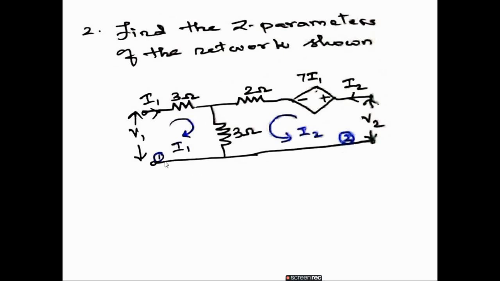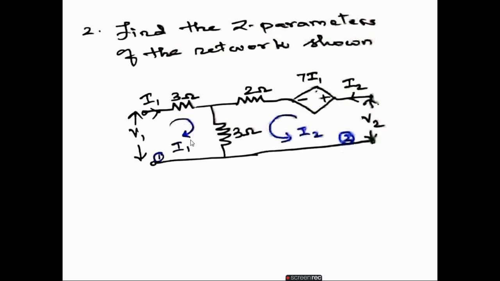So this is the circuit given here. You can see we got two loops. This is port 1 and port 1 dash, and this is port 2 and port 2 dash. Loop 1 is formed with V1 and the 3 ohm, and loop 2 is formed with the 3 ohm, the 2 ohms, the current dependent voltage source, and V2.